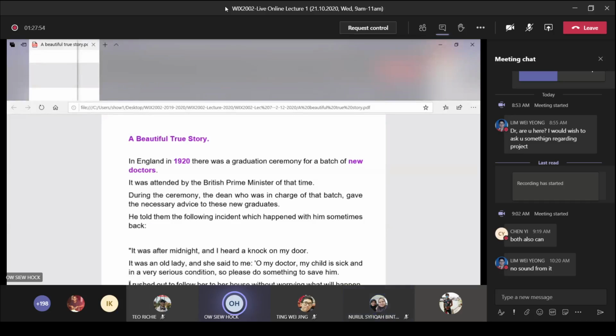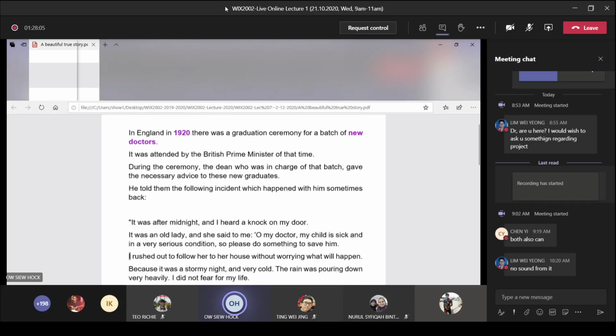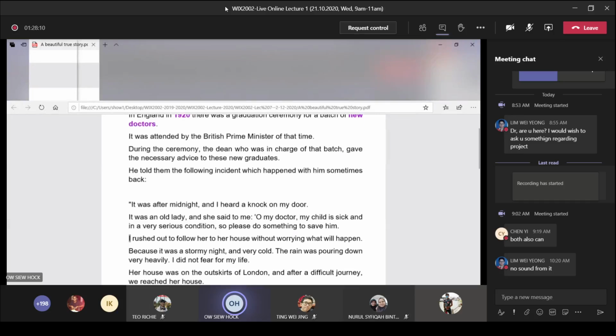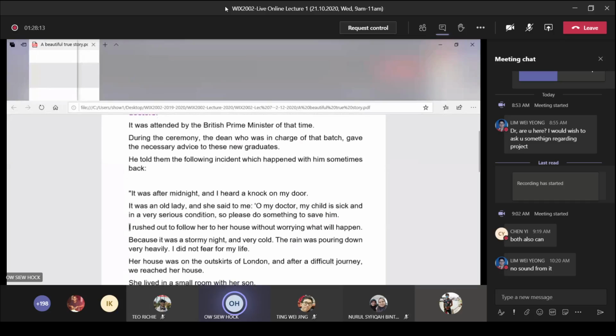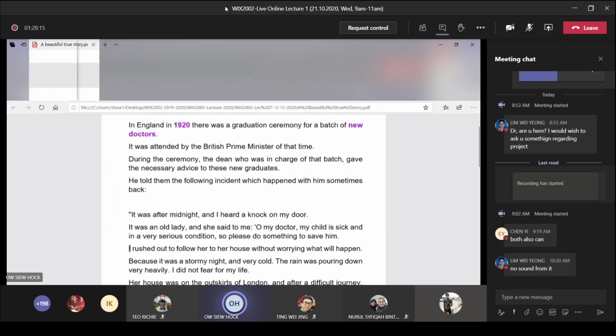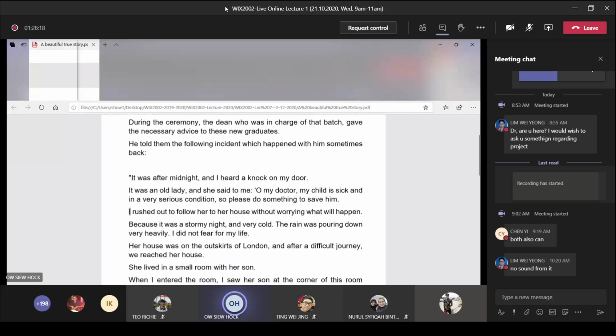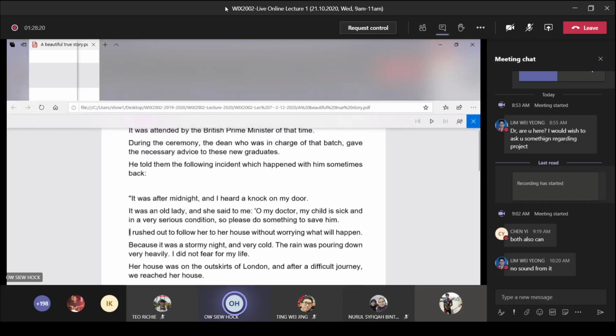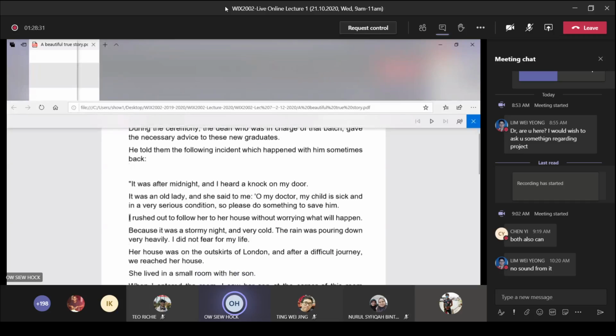I think I also dragged the file into our lecture, the main link, the post beside that. There's a file I dragged inside there. This one is a true story, a very nice story. In England in 1920, there was a graduation ceremony for a batch of new doctors. It was attended by the British Prime Minister of that time. During the ceremony, the dean who was in charge of that batch gave the necessary advice to these new graduates. He told them the following incident, which happened to him some time back.